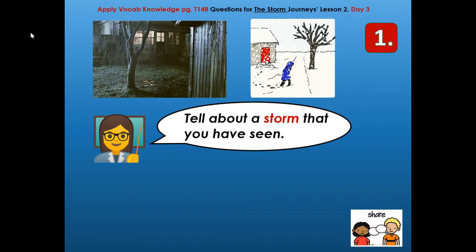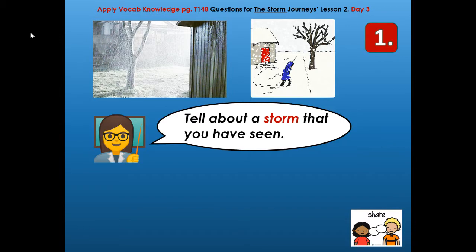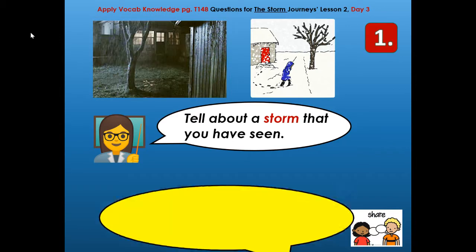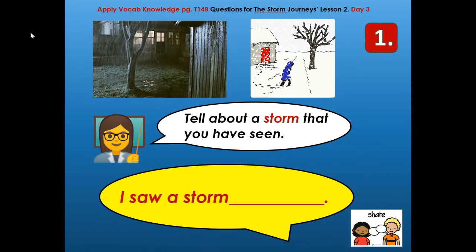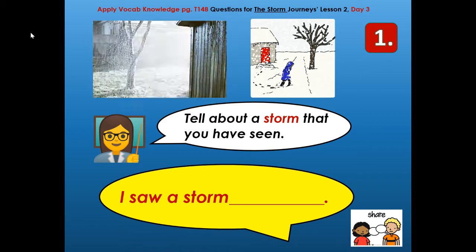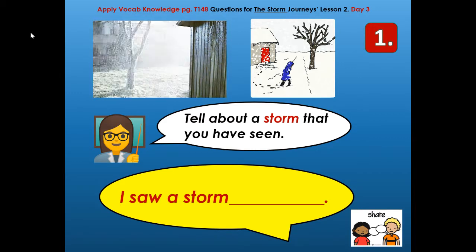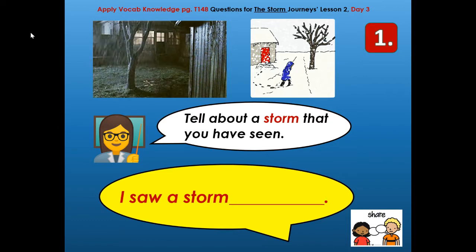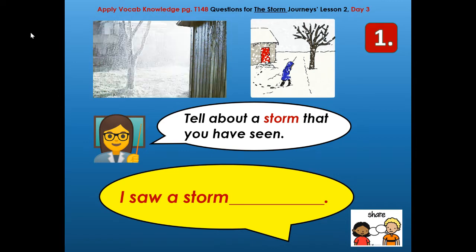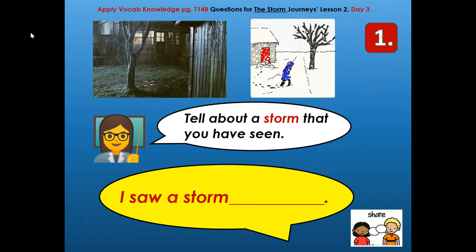So here's our first question. It says, tell about a storm that you have seen. Tell about a storm you have seen. So you could say, I saw a storm. So when did you see a storm? Or tell me more about a storm you have seen. So you could say, I saw a storm, and finish your thinking.